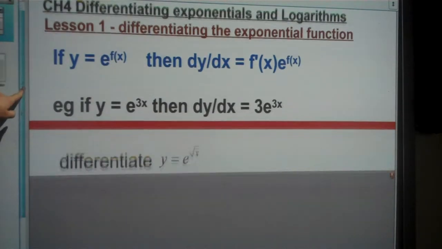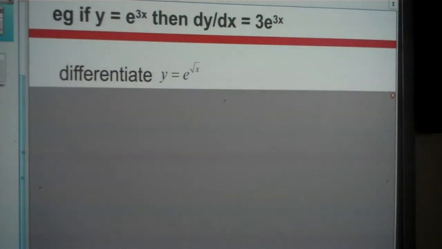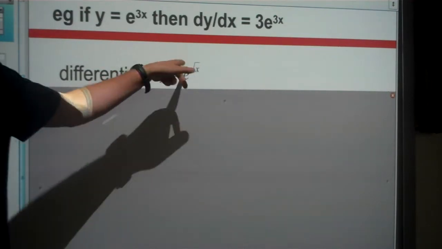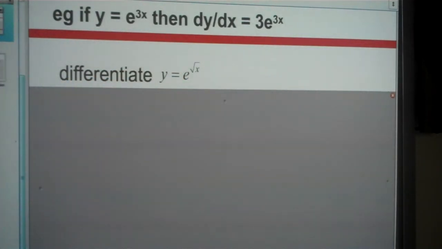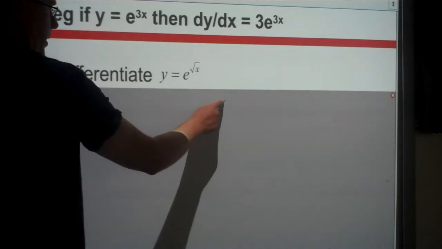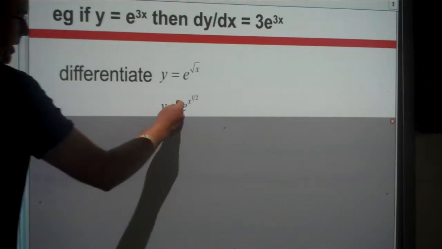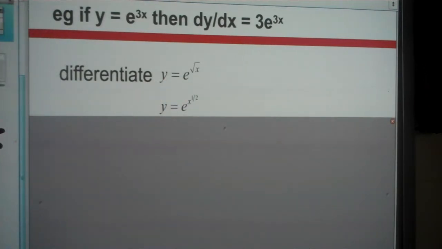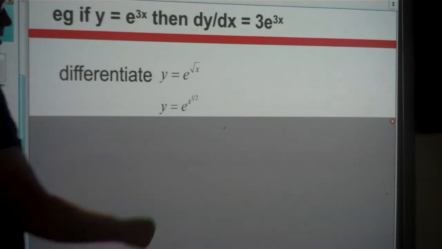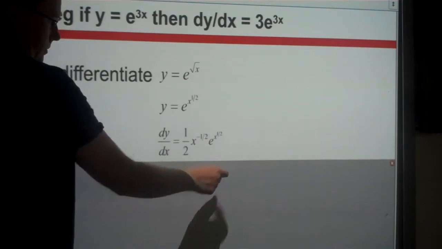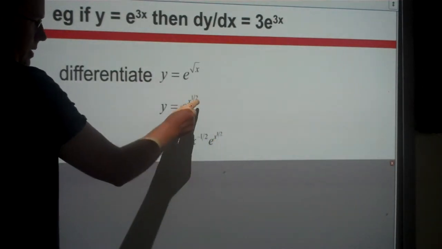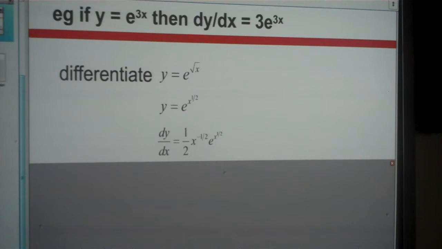Now, they can get a little more complicated though. If I said y equals e to the power of the square root of x, then to differentiate that, I need to know what's the differential of the square root of x. To do that, I might want to make my life a little easier and rewrite it. The square root of x is x to the power of a half. How do you differentiate x to the power of a half? Bring the power to the front, decrease the power by 1. So in other words, 1/2 x to the negative 1/2. And then we've got to write down the same thing, e to the power of x to the 1/2.